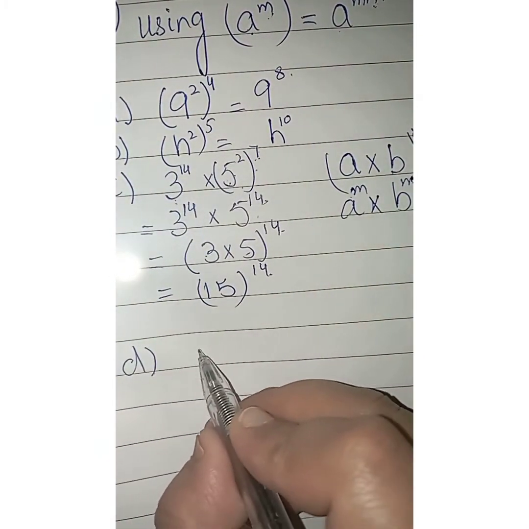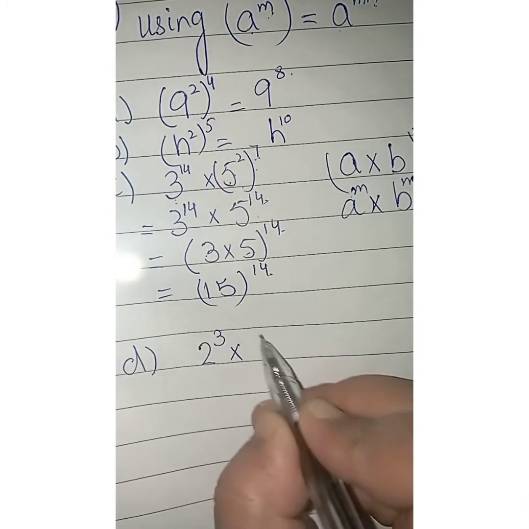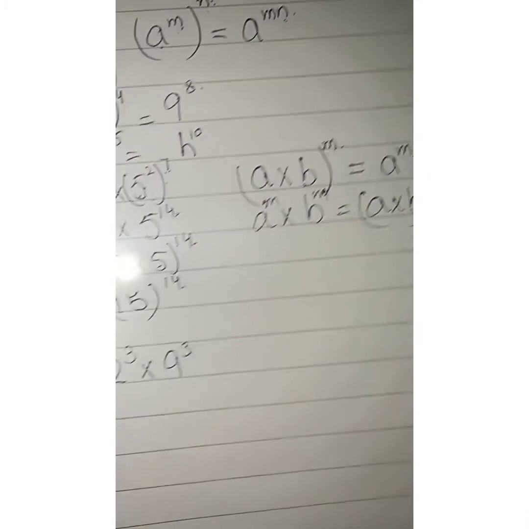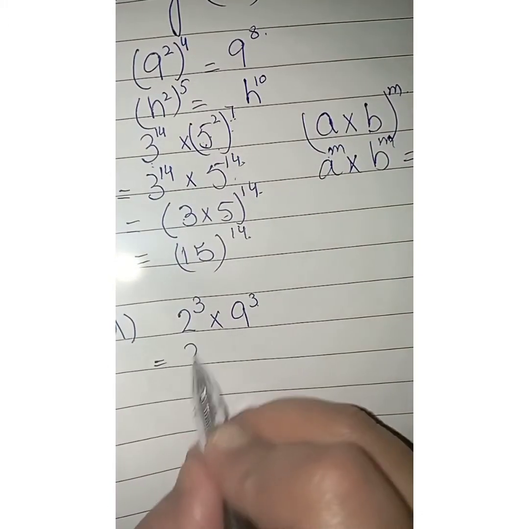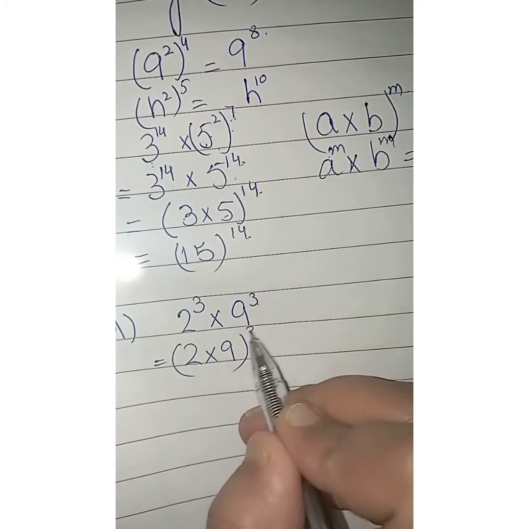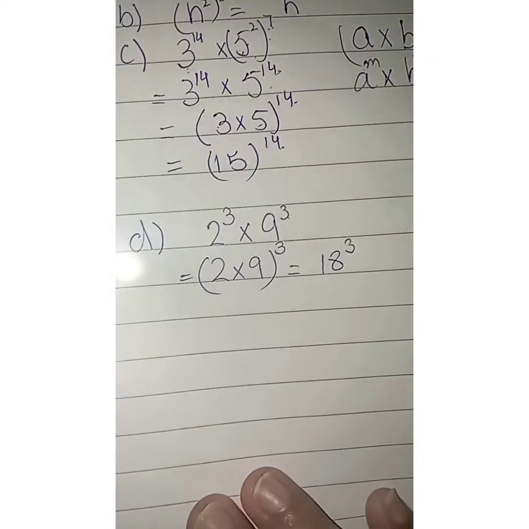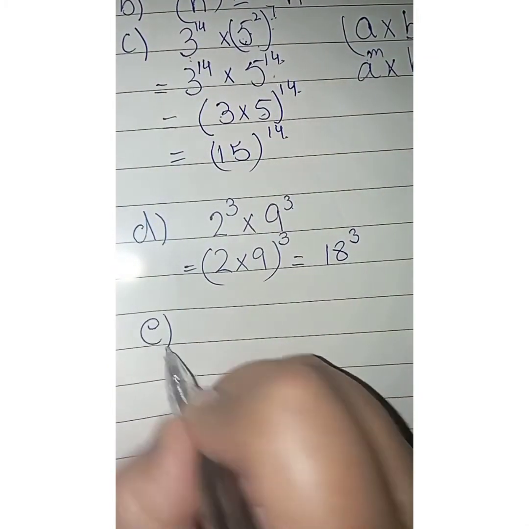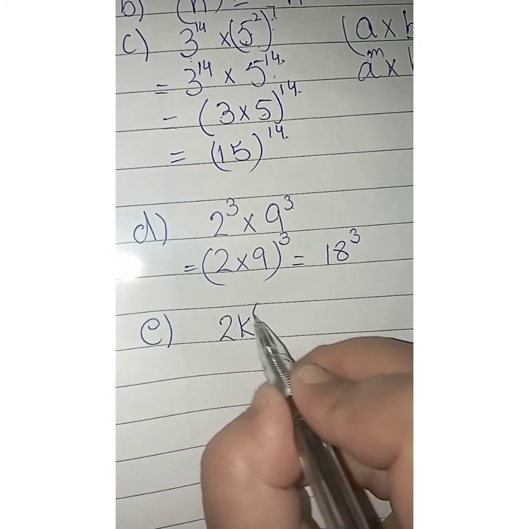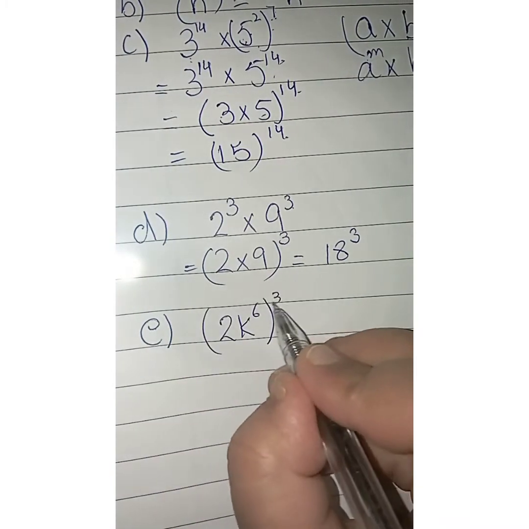Now in this d part as well, we have 2 cube into 9 cube. Using this rule again, we will use 2 times 9 and the power 3 will remain the same. So 2 9s are 18 power 3. This is the solution. Then part E is simple, 2k^6 and 3 is outside.